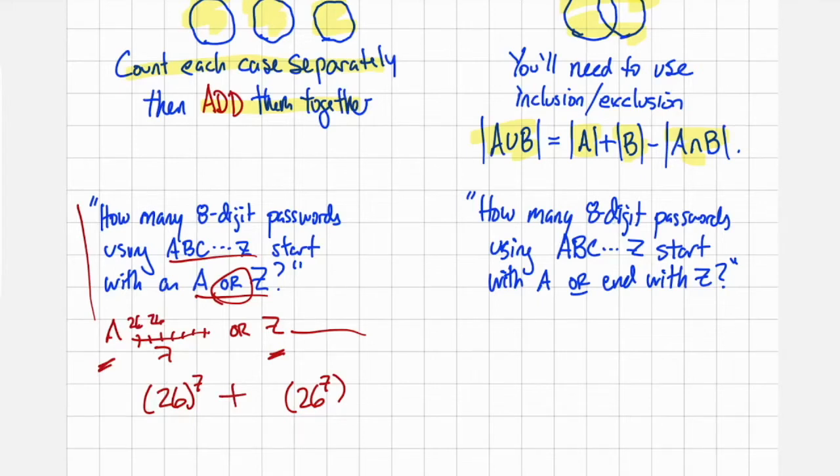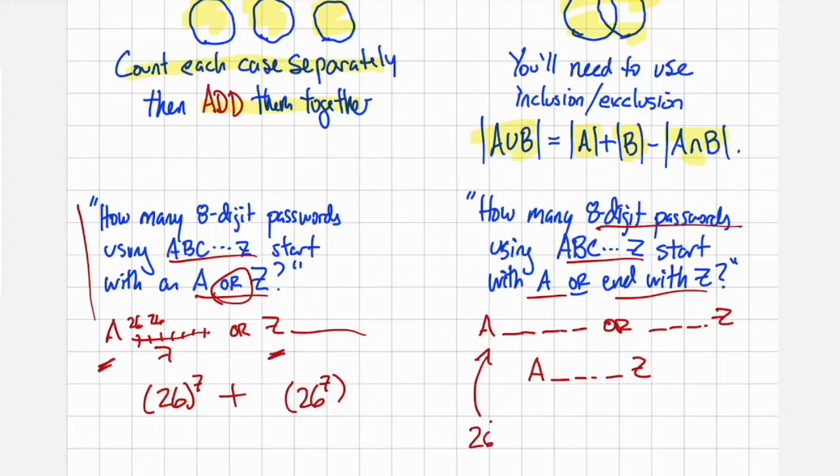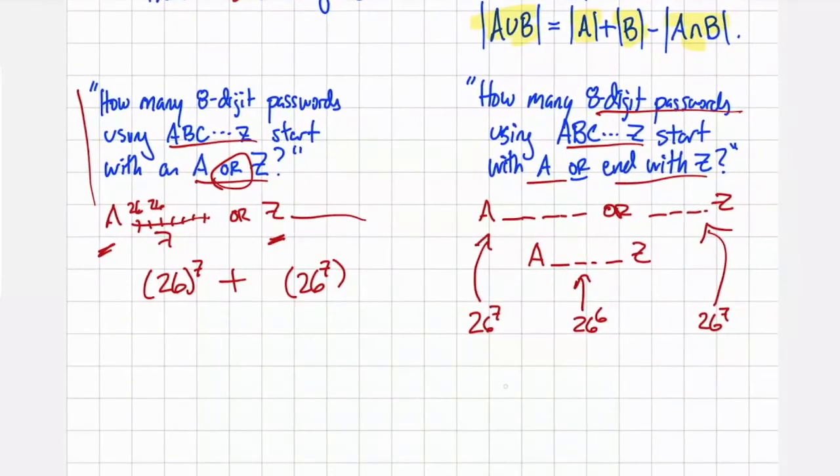If instead the question is how many 8-digit passwords using A through Z start with A or end with Z, then we see that our objects look like A and then 7 digits, or 7 digits and then Z. Now, it is possible for a password to start with A and end with Z, and so these sets are not disjoint. The first set of objects has 26 to the 7 solutions, the second set has 26 to the 7 solutions, and the intersection would have 26 to the 6 solutions, and so the answer here would be 26 to the 7th plus 26 to the 7th minus 26 to the 6th, following the principle of inclusion and exclusion.